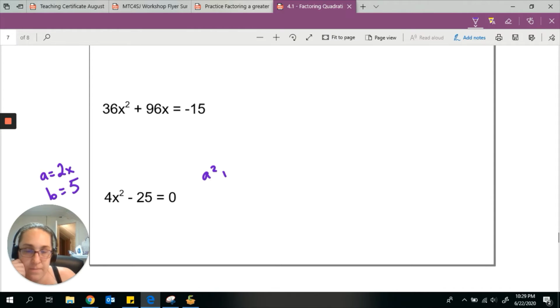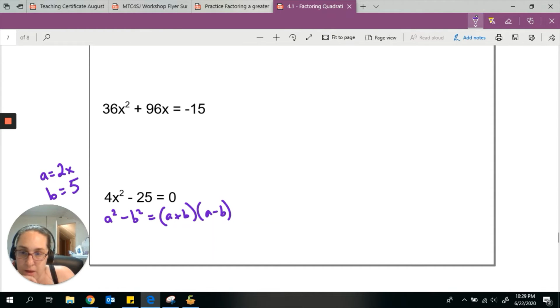So from the previous slide, the pattern, actually let me switch that down a little bit just so we have room for another problem in a minute. So the pattern is a squared minus b squared factors into a plus b and a minus b. So here I could say this is going to factor into 2x minus, or plus 5, it doesn't really matter if it's minus or plus first, and that's equal to 0.